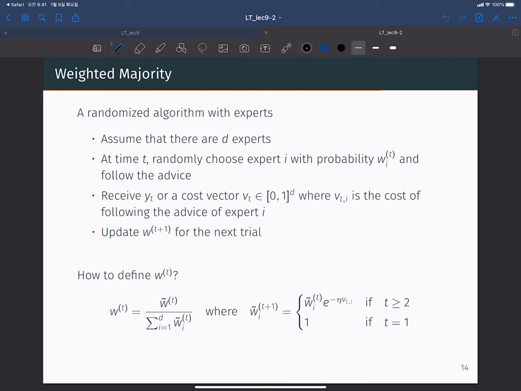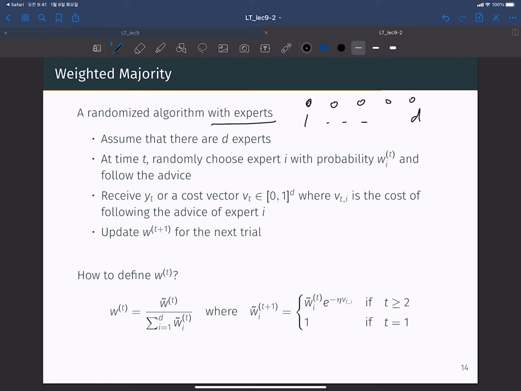Weighted majority algorithm is a sublinear regret algorithm which fully utilizes the randomization technique. Weighted majority algorithm, or randomized algorithm with experts. So there are d different experts indexed from 1 to d. And each expert independently learns some prediction algorithm rule.